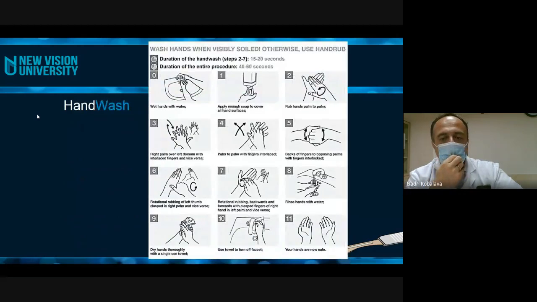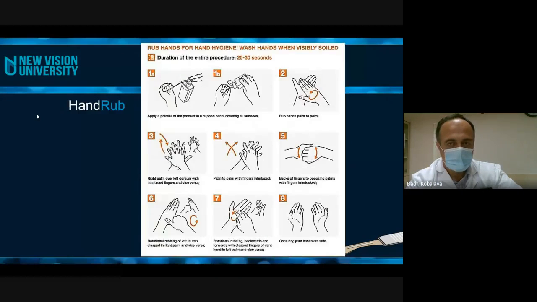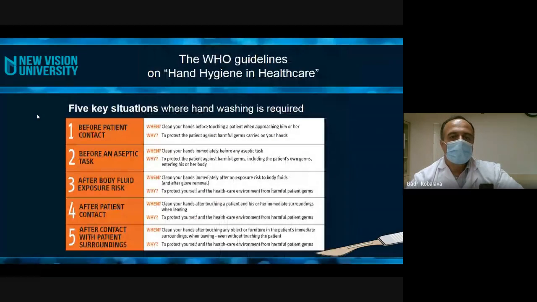So now when it is necessary to wash hands, these are the instructions from the World Health Organization on how to wash hands. Hand hygiene is necessary in healthcare. Any nurse or doctor, any kind of doctor, must wash hands before and after.